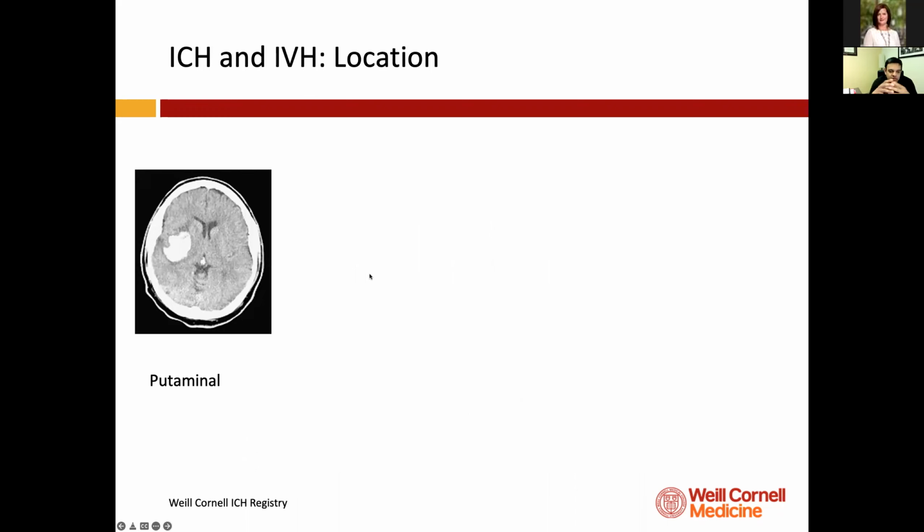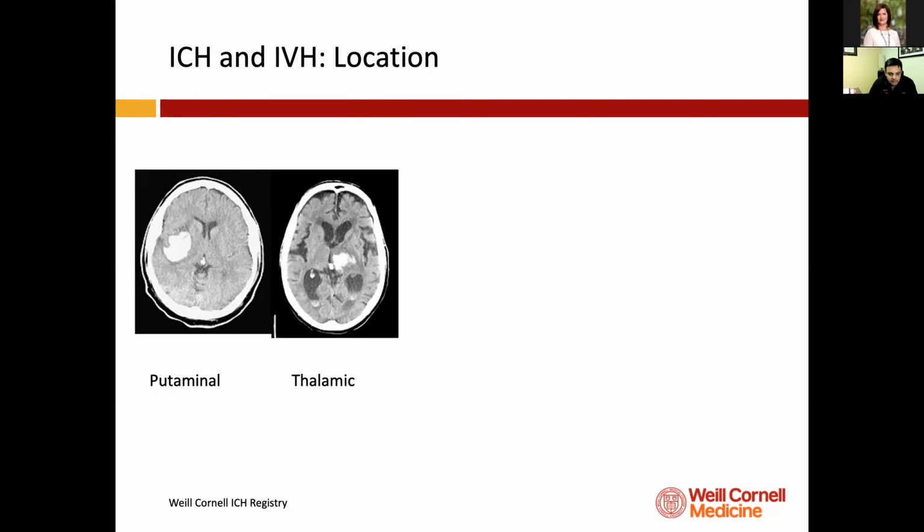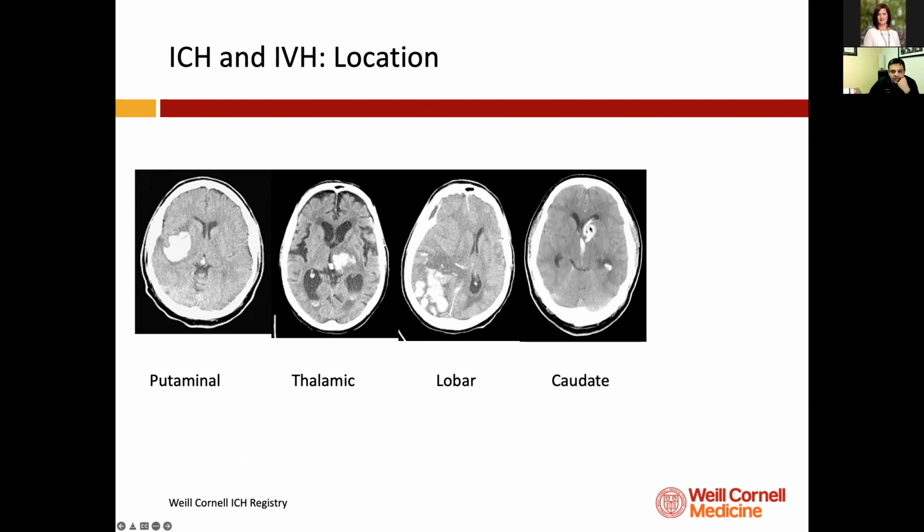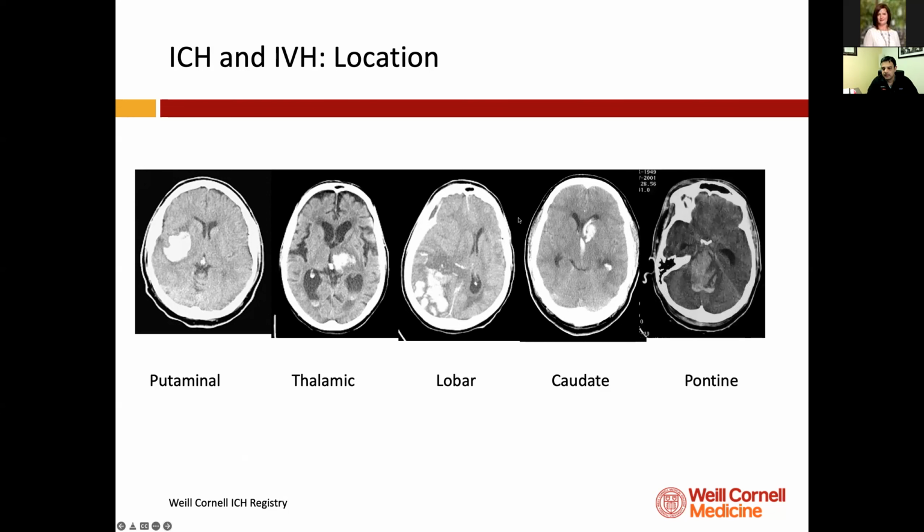The main classification of hemorrhages would be superficial, deep, and infratentorial, or a brainstem hemorrhage. So this would be a classic deep hemorrhage. You can also get another type of deep hemorrhage, which is in the thalamus. So it's thalamic hemorrhage. This would be the classic lobar hemorrhage, which includes any of the cortical lobes, and it's very superficial usually. And this is again an example of a deep hemorrhage, which is in the caudate nucleus. And this would be a pontine hemorrhage, which is infratentorial. This is also involving the brainstem and the cerebellum.